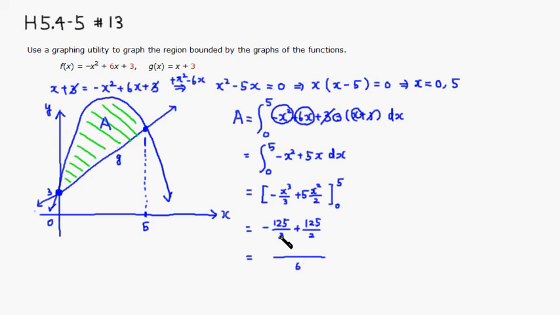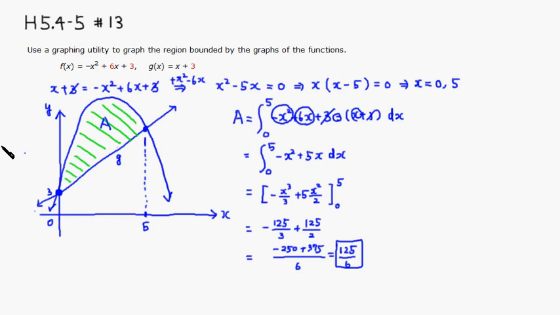Then take the common denominator, which will be 6. We have to multiply 3 by 2 to get to 6, so we multiply the top by 2. It's going to be negative 250. Plus, in order to go from 2 to 6, you have to multiply by 3, so we multiply that by 3, which is 375. Which is going to be 125 over 6. So that's the area.